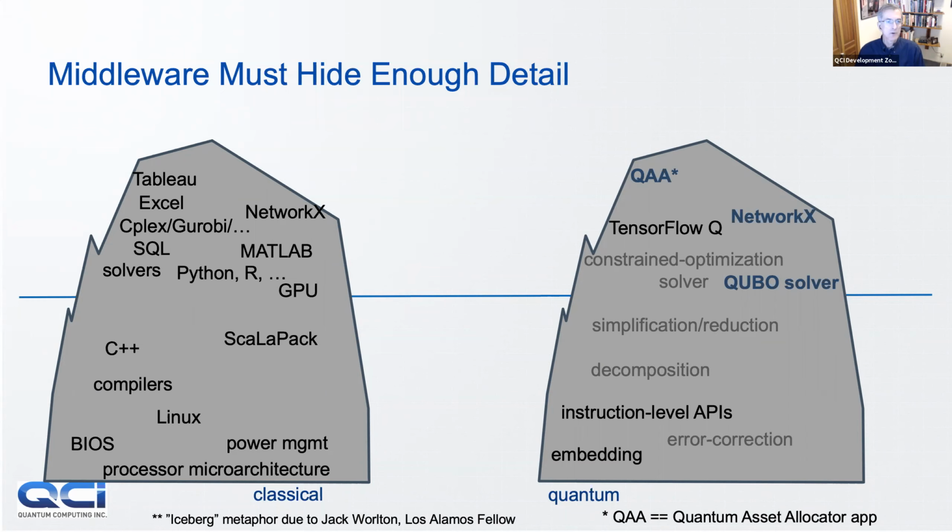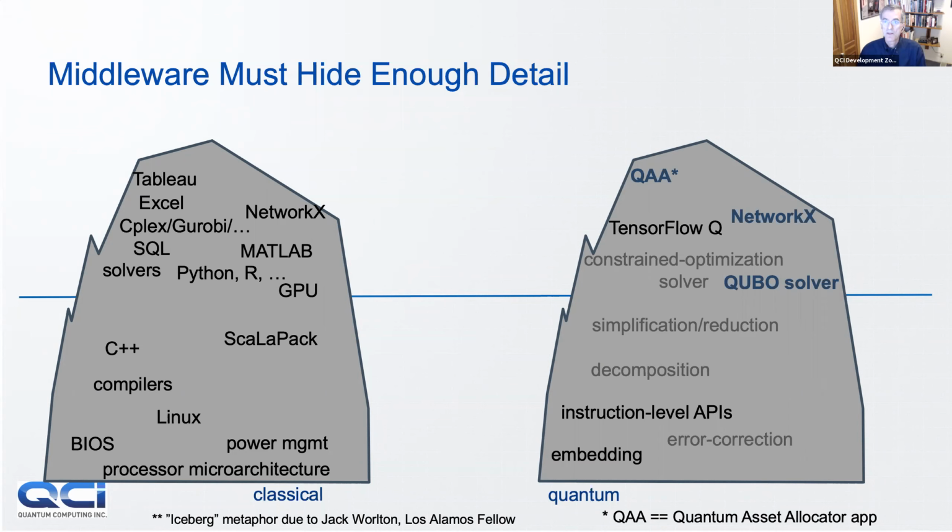I don't want to imply that we're the only ones doing anything above the waterline. There's TensorFlow Quantum. For those of you in the machine learning world, TensorFlow will be something you're familiar with. And Quantum is obviously a way to use quantum processors for that API.